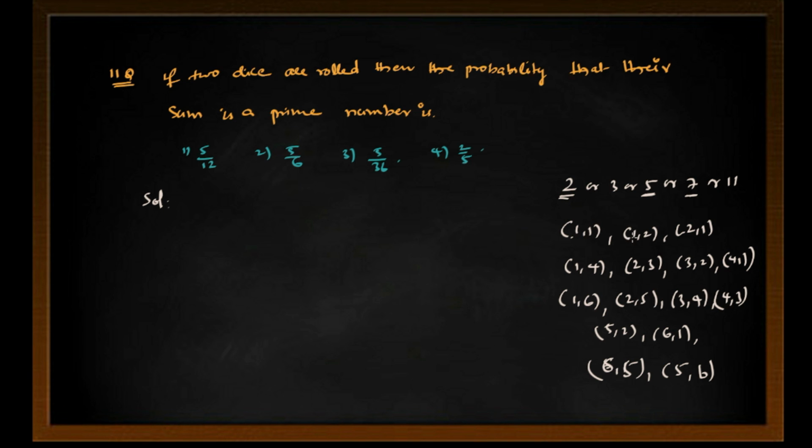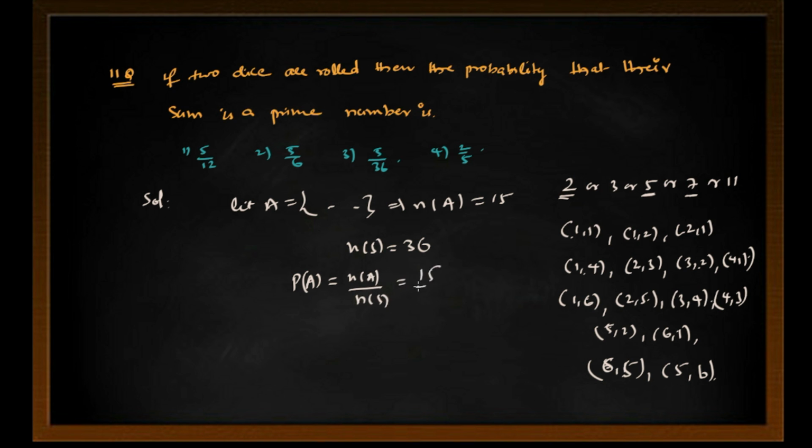So in total, 1, 2, 3, up to 15. So n of A equals 15. When two dice are rolled, the total number of outcomes is 6 times 6, which is 36. We have to find the probability of the sum being a prime number. So P of A equals n of A by n of S, that is 15 by 36. Dividing by 3, we get 5 by 12, the first option.